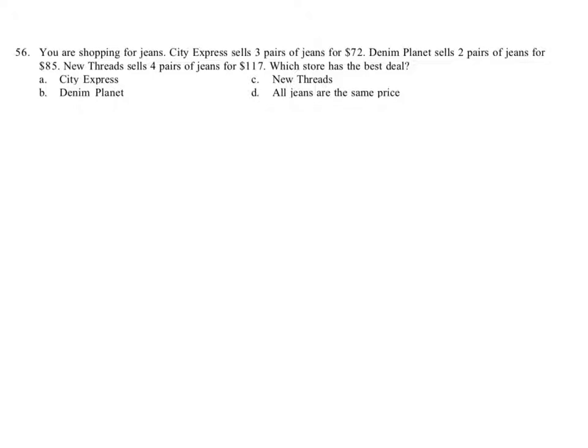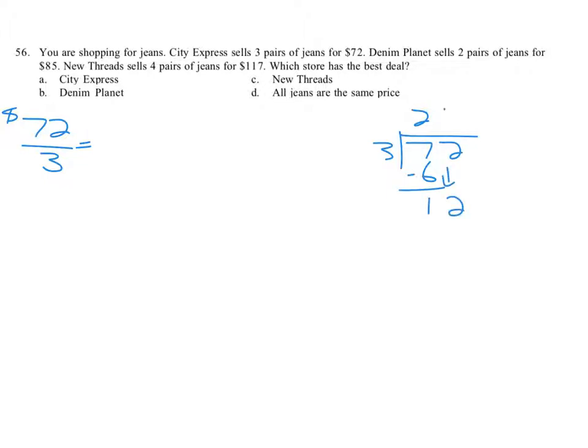Okay, you're shopping for jeans, and what we're trying to do is get a unit rate, it's called. We say if 3 jeans cost $72, then we can do $72 divided by 3 to give us the unit rate for those jeans. 72 divided by 3: 3 goes into 7 twice, 6, 3 goes into 12 4 times.